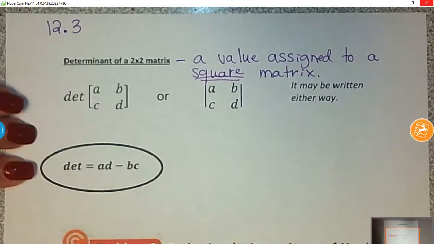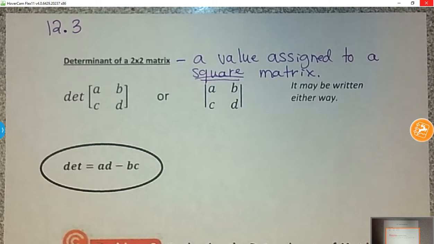Okay, so a determinant is a value assigned to a square matrix, which means if you've got a 2 by 2 or a 3 by 3 or an 8 by 8 matrix, they all have determinants. If it's not square, there is no determinant for it. So what we're going to learn today is just how to find the determinant of a 2 by 2.